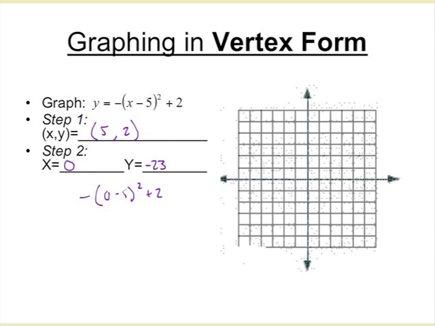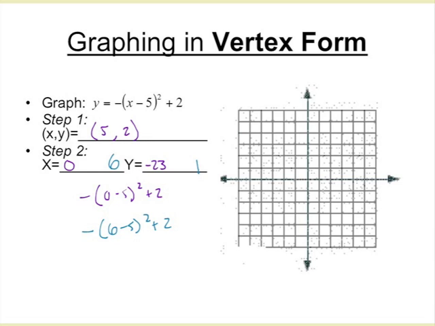So another option is to pick something close to your vertex. So like I could pick 6 because 6 is right next to 5. If I plug in 6, I get 1. That's a little bit more manageable to plot.